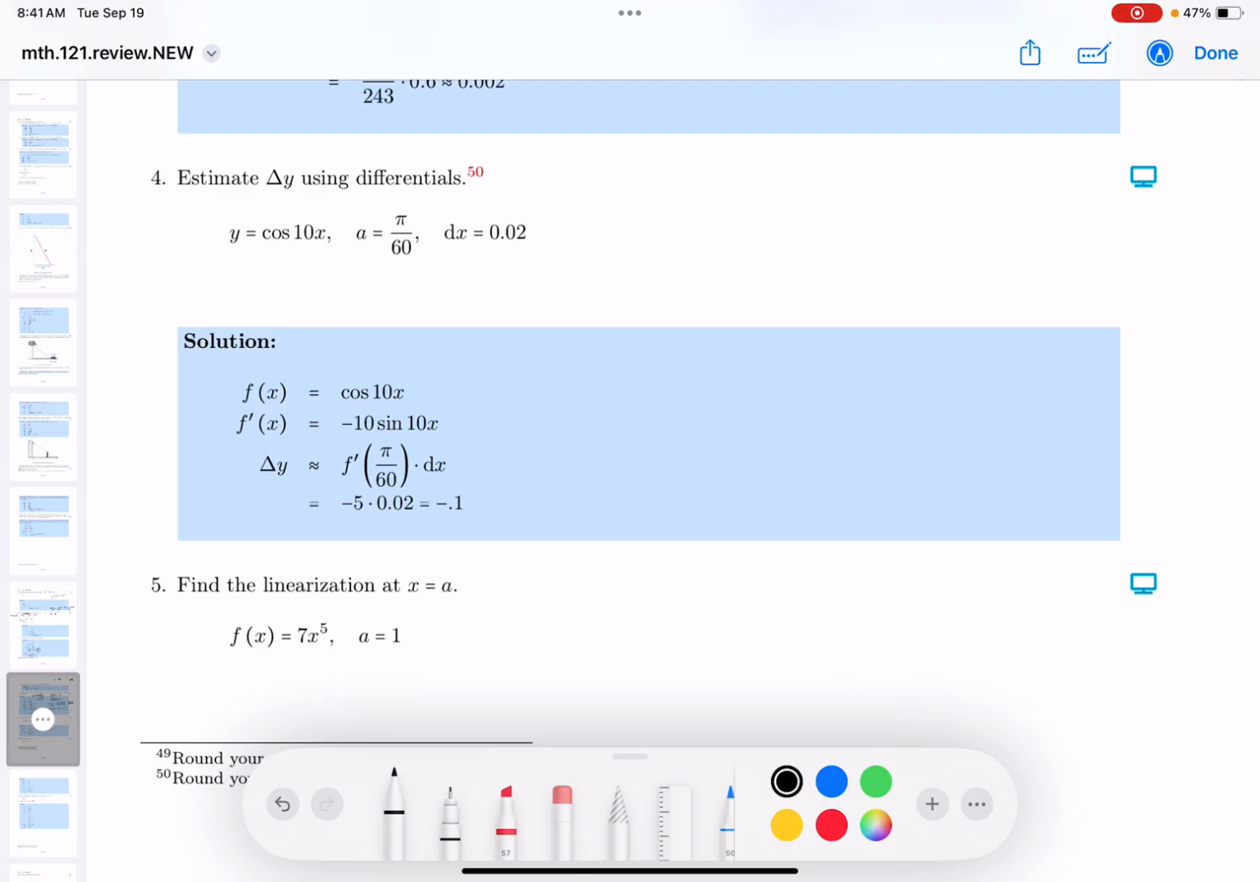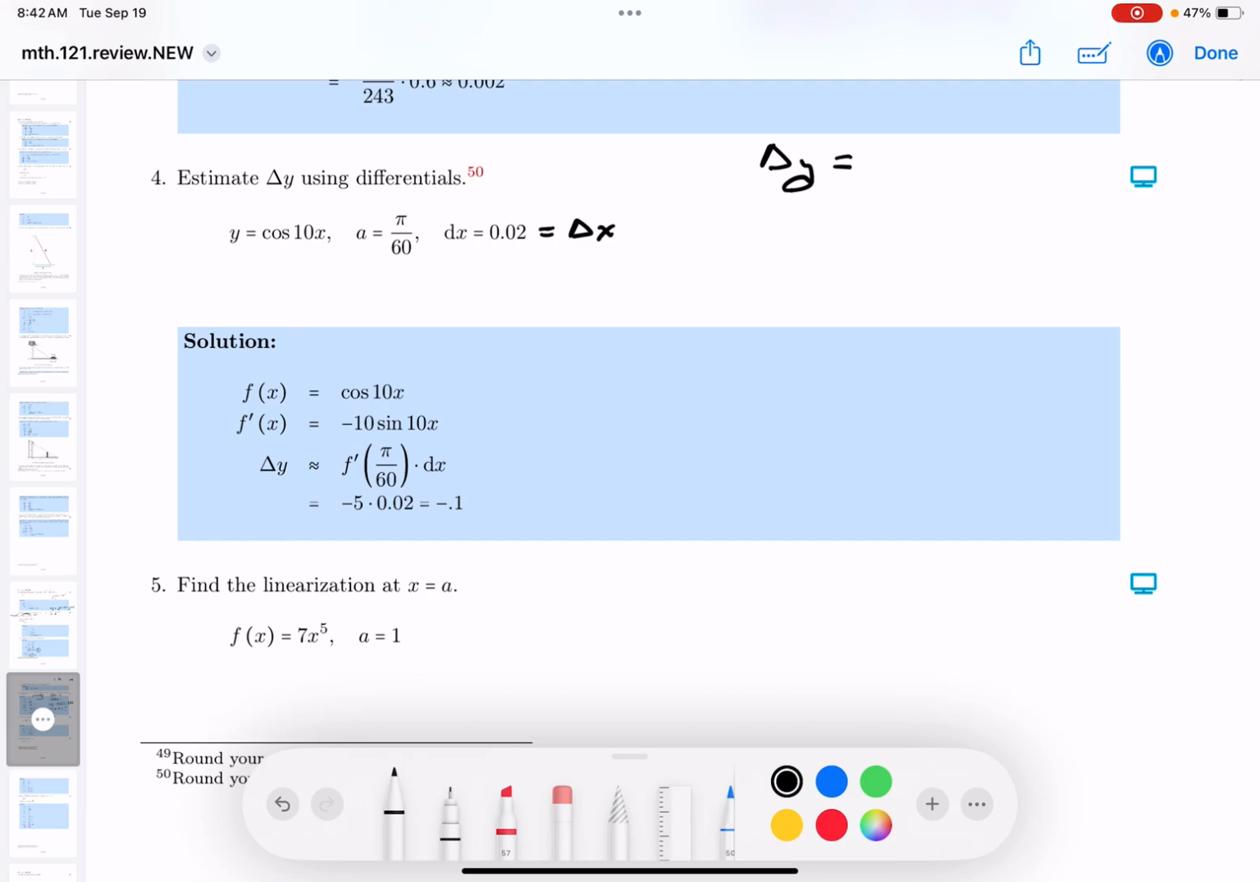Okay, estimate delta y using differentials. And let's take a look at it. And I'm going to look at it over here. This is just delta x over here. Let me write that down for you. So the delta y, if I looked at it, would be, let's take a look at that, equal.